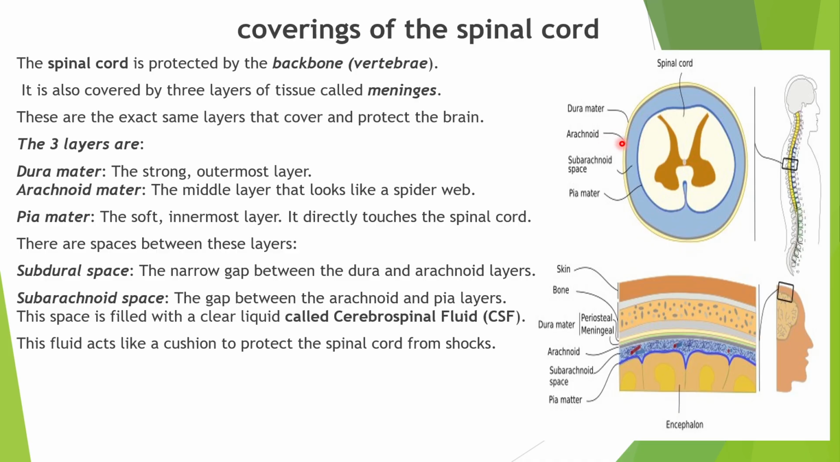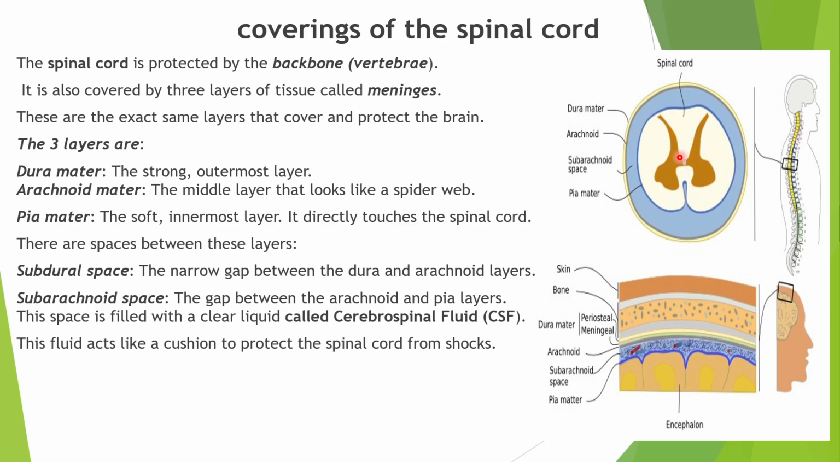The gap between the arachnoid and the pia mater is known as the subarachnoid space. The space between the dura mater and the arachnoid is known as the subdural space. Subdural. And the space between the arachnoid mater and the pia mater is known as the subarachnoid space. Simple. So these are the coverings of the spinal cord.